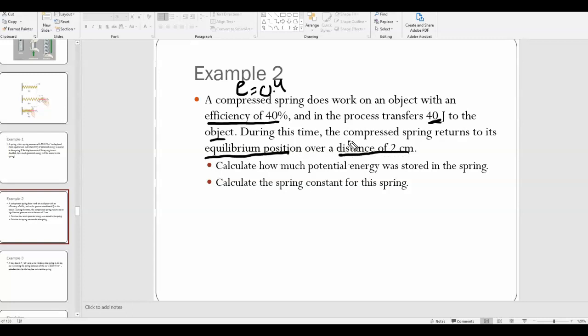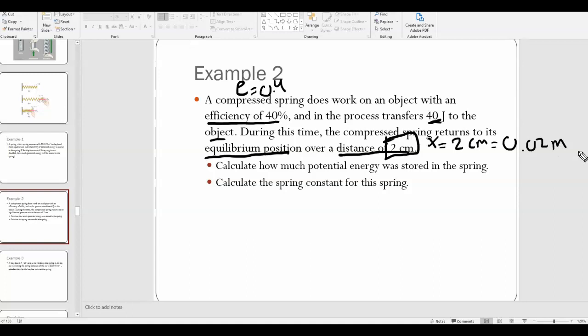Okay, so think about what that means. That means originally the spring was compressed. It goes back to equilibrium. It takes 2 centimeters to get back to equilibrium, meaning that this 2 centimeters was my x value. Okay, so x is 2 centimeters, but anytime you do a calculation, you have to make sure you're in SI units, and so I need to convert that into meters. So that's 0.02 meters. Okay, so let's think this through.